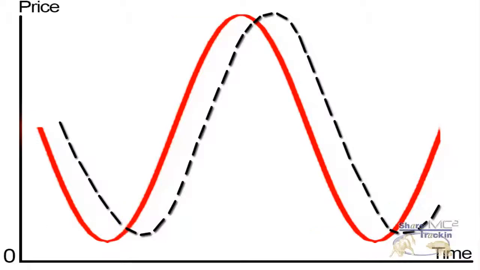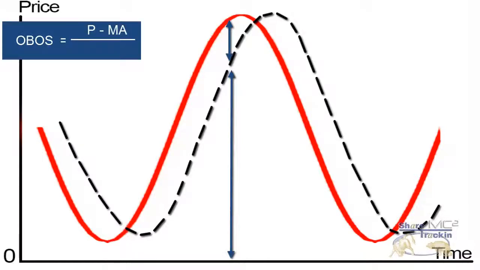Now to calculate the overbought oversold, what we do is we measure the gap between here and here, and we express that as a percentage of the gap between here and here. So if I can express that in a formula, the overbought oversold is equal to the price minus the moving average, divided by the moving average, and then multiplied by 100 to turn it into a percentage.